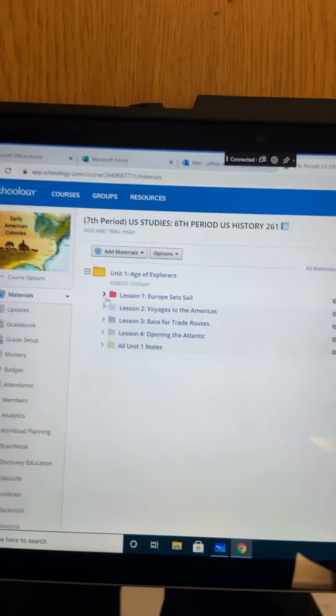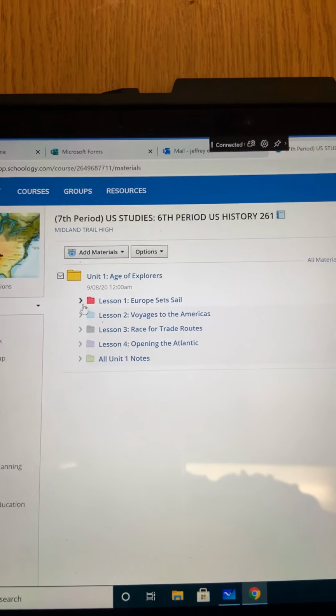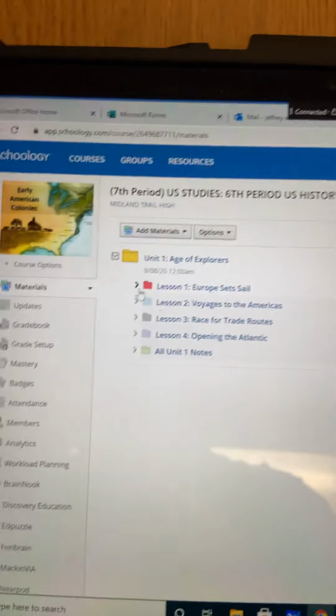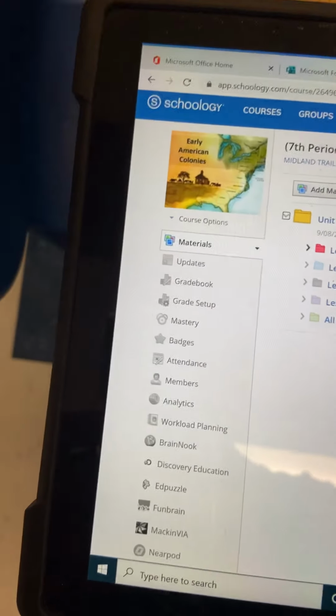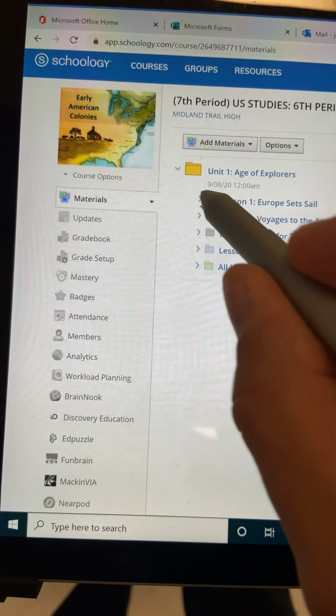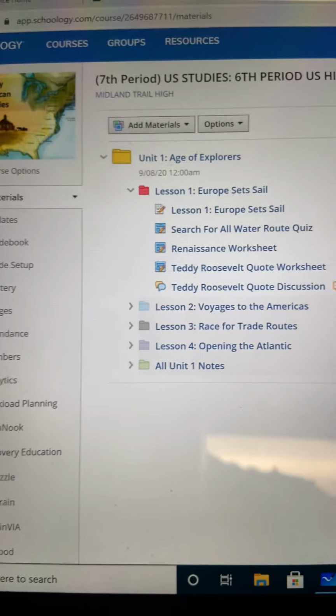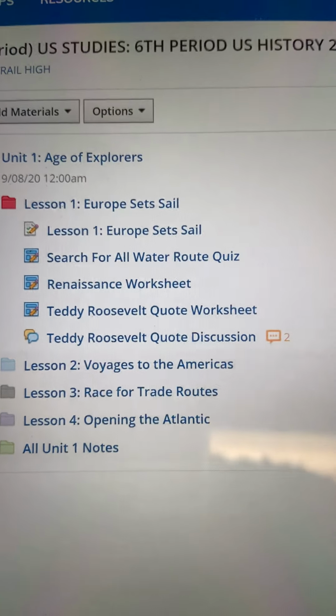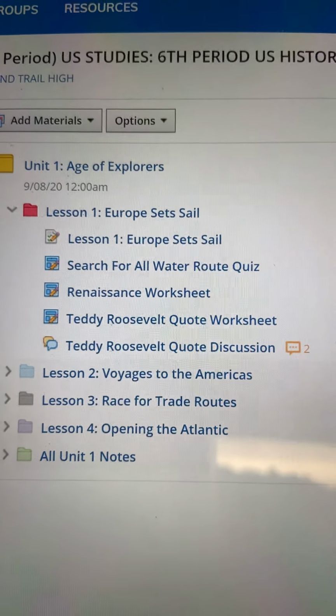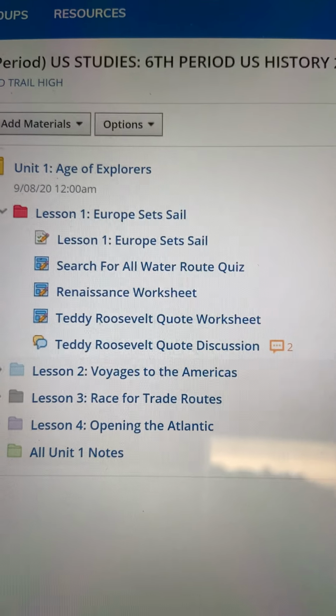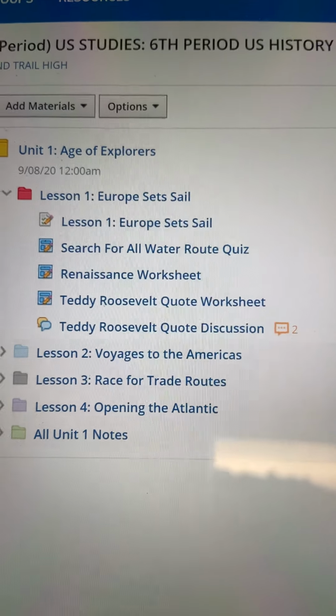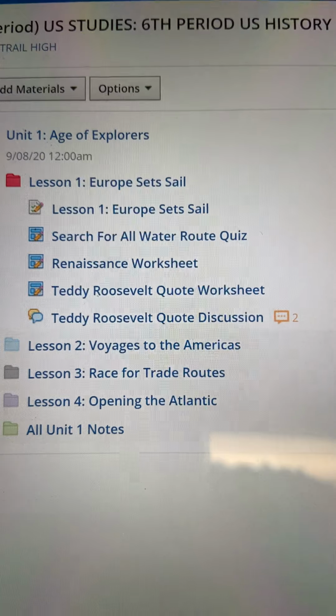Before we get into the notes and I activate your brain, I want to show you a couple things on Schoology. Maybe it can help us out. When you log into Schoology, you can see I have just 6th period U.S. history pulled up here. This past week, we've worked on lesson 1. Europe set sail. They were looking for the all-water route. So there was a page of instructions there, lesson 1. That's where my video link for the notes was. And then you guys worked on a quiz.